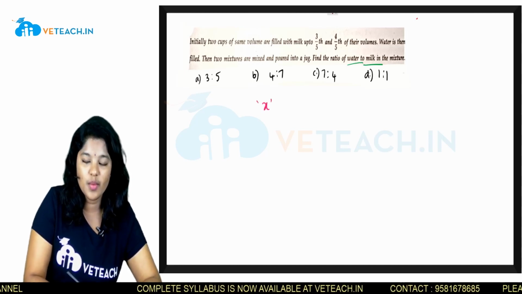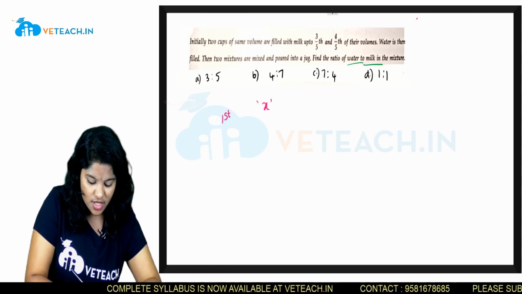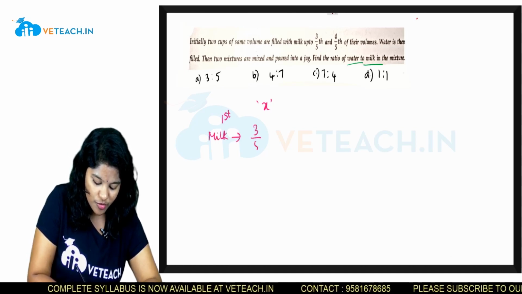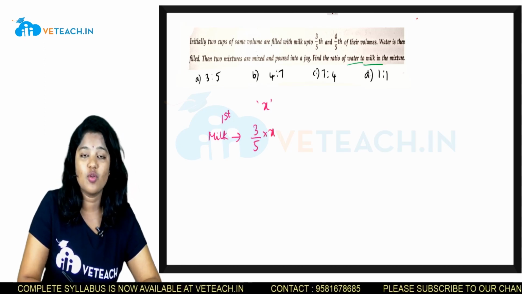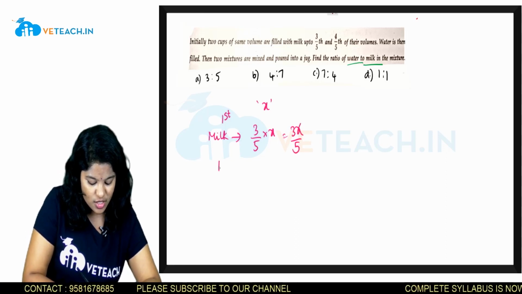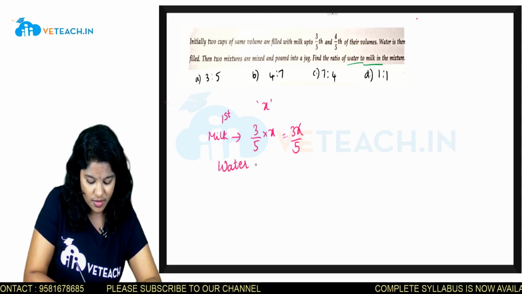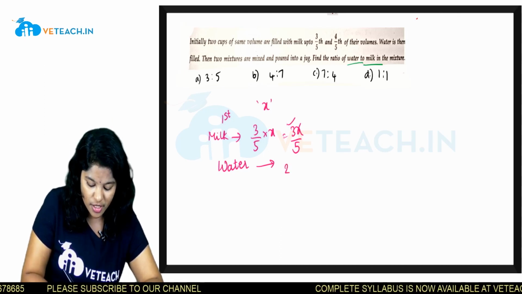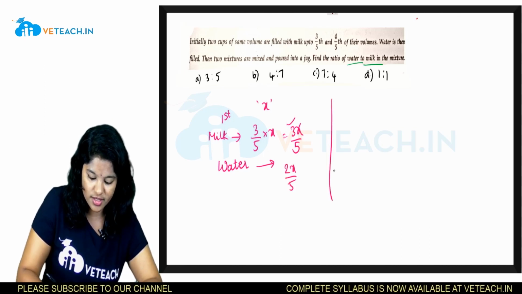So here we have two cups. In the first cup, the milk is filled with 3/5 of the volume of the cup. So 3/5 of the total volume X, that is 3X by 5, is filled with milk. The remaining is filled with water. So out of 5 parts, 3 parts are filled with milk and the remaining 2 parts are filled with water.